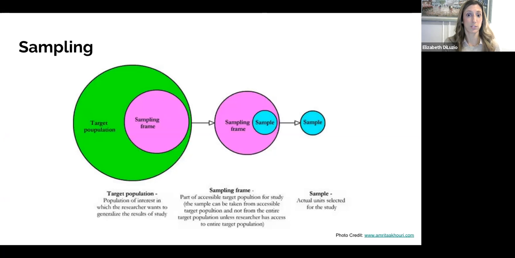And so most of the time, population is not reasonable. So I want to just dive into sampling techniques and what's strong and what's weak, because this is really important. This will make or break a study.